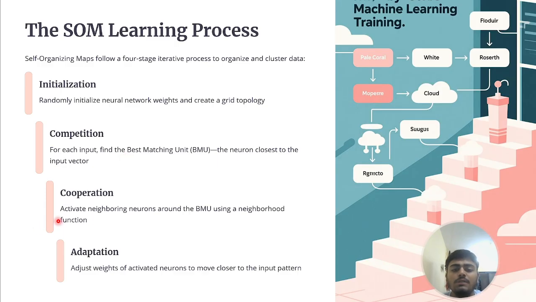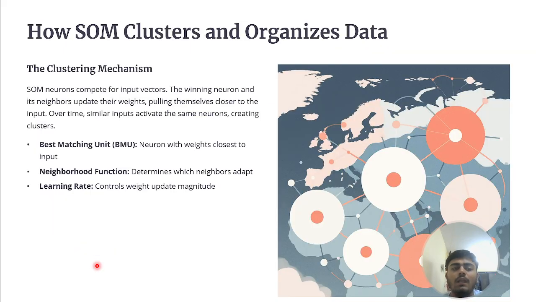And in the cooperation stage, after the BMU is chosen, its neighboring neurons also get activated based on something which we call the neighborhood function. And the fourth stage is adaptation. Finally, the BMU and its neighboring neurons update their weights to move closer to the input pattern. And after that, let us see now how a self-organizing map actually creates clusters.